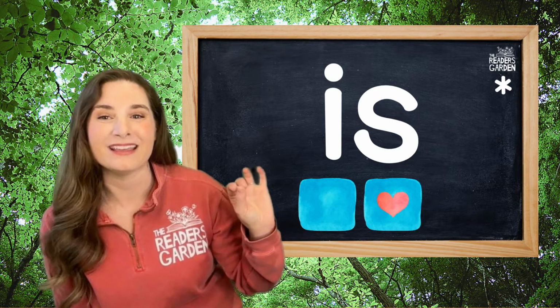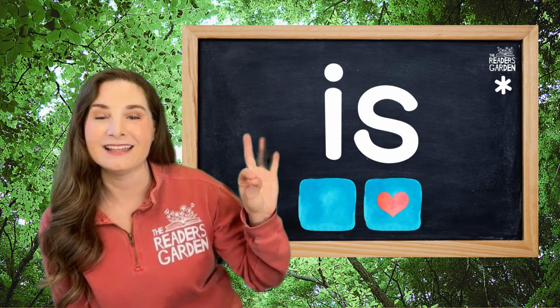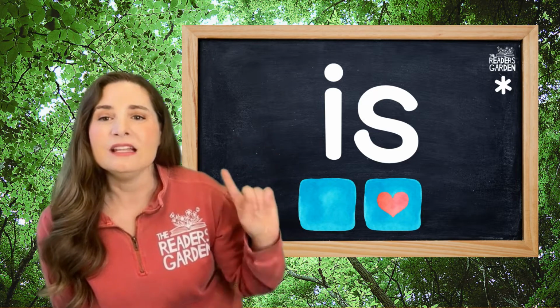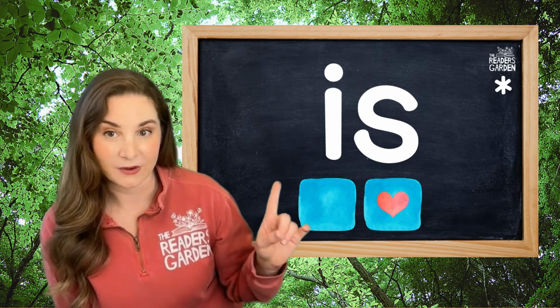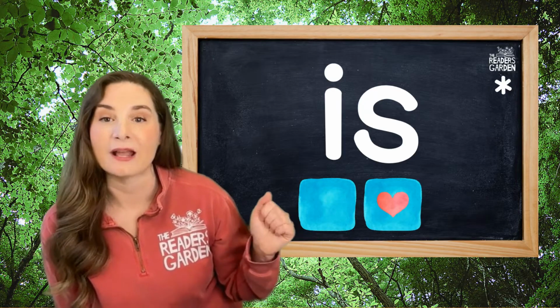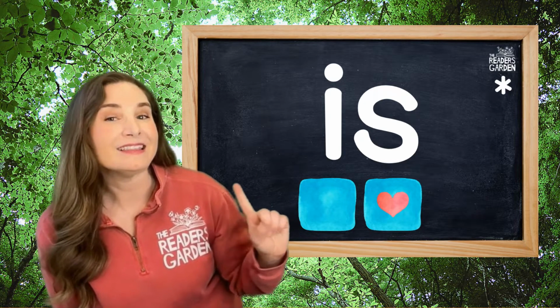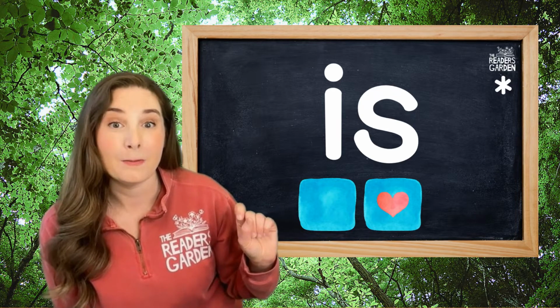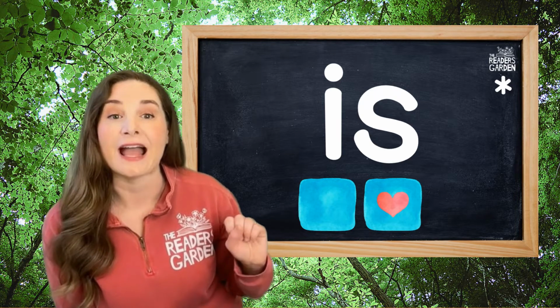Is. Do it with me. First sound, I. Next sound, Z. Put them together. Is. Now let's look at why this word is irregular and why it has parts we need to know by heart. So let's look at that last sound in is. We hear the sound Z, but it's spelled with the letter S.